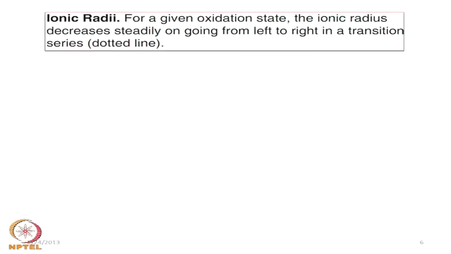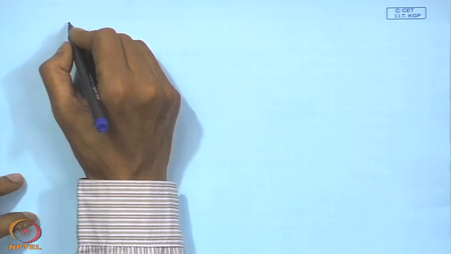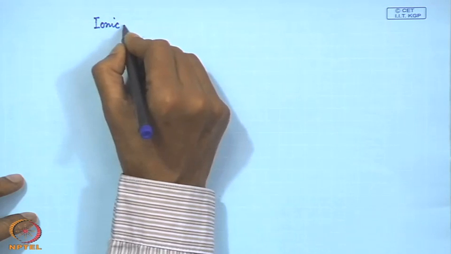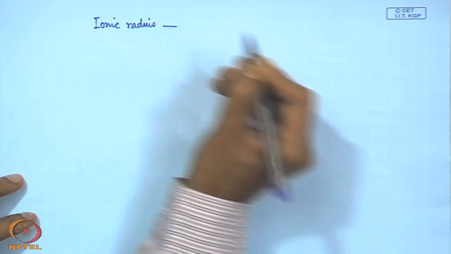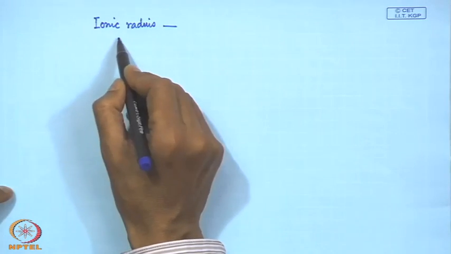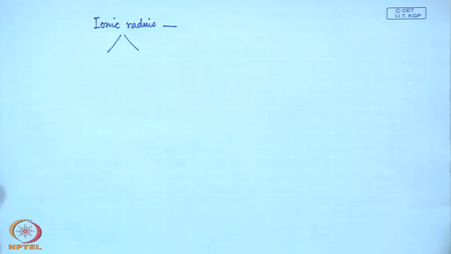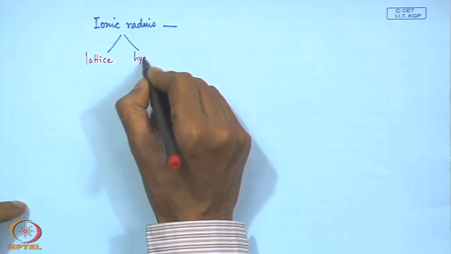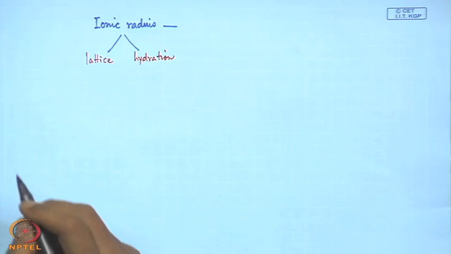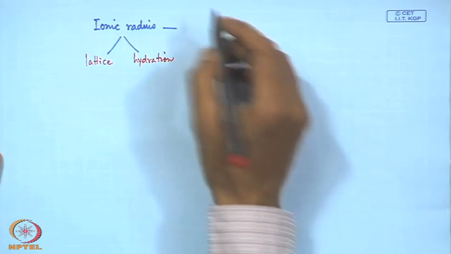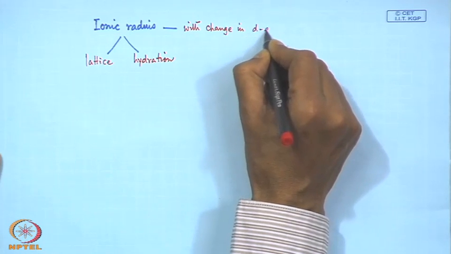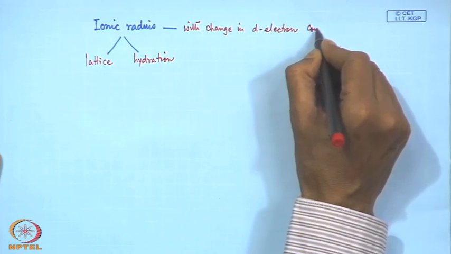The first we have seen is the lattice energy, then hydration energy, and for all these cases one particular parameter which is involved is the ionic radius. So, how does this ionic radius contribute towards these two energy parameters? What we have seen is that for the lattice energy and hydration energies, the ionic radius is changing with the change in d electron configurations.